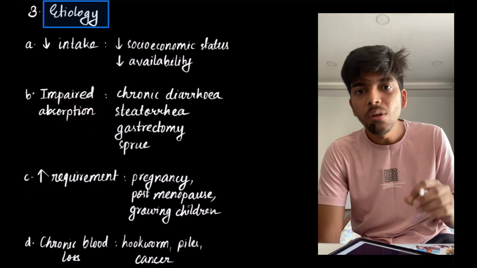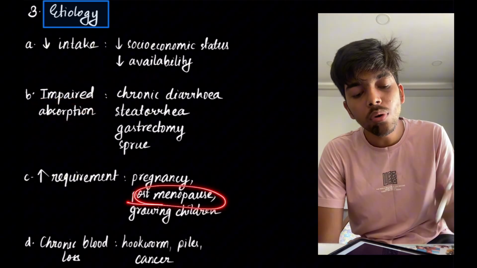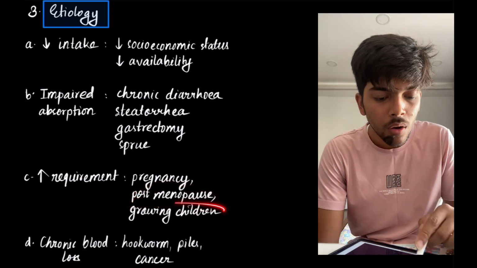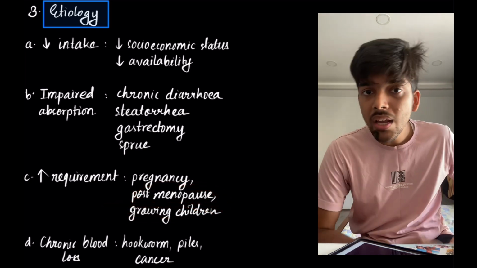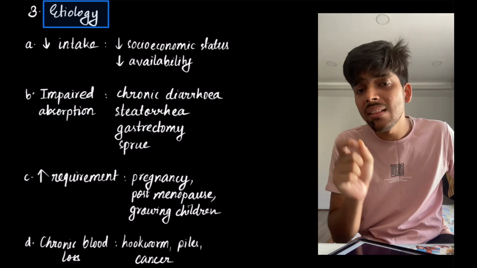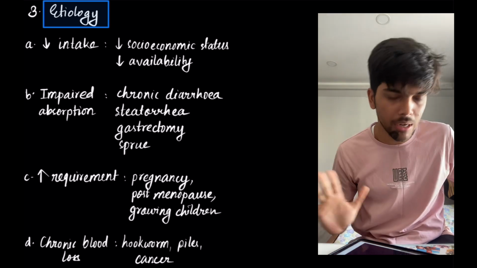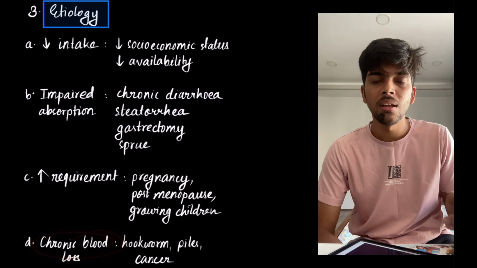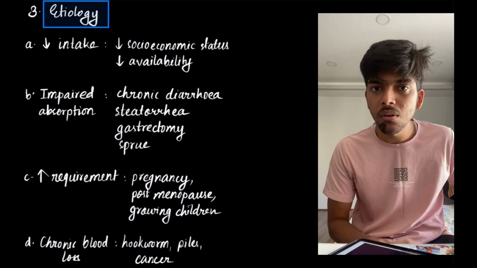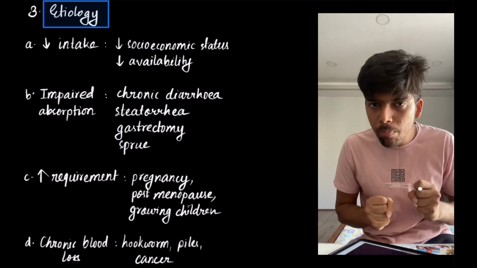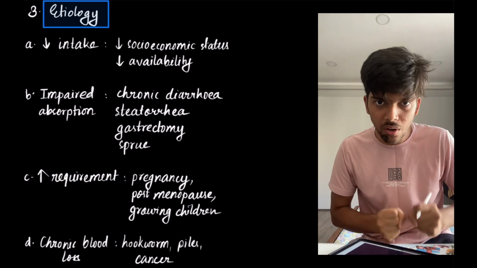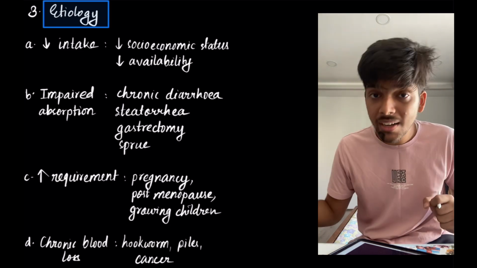Increased requirement during pregnancy, during the post-menopausal state of women, and in growing children, the requirement of iron is more than the usual typical requirement. Chronic blood loss: if there is hookworm infestation, hookworm will continuously suck blood and iron will be lost continuously. That can lead to iron deficient anemia.